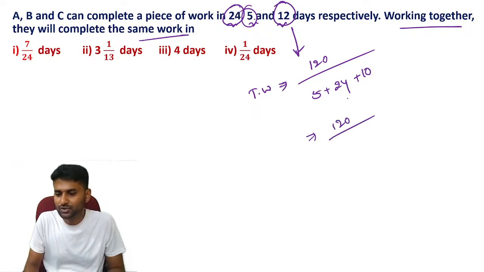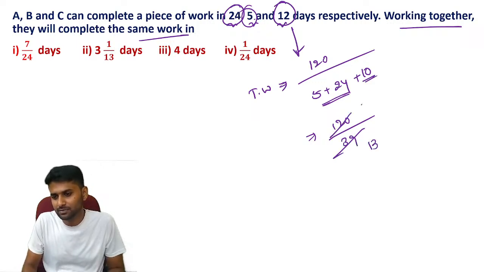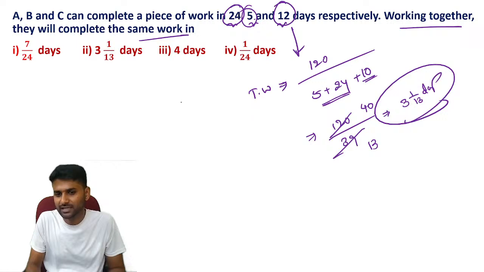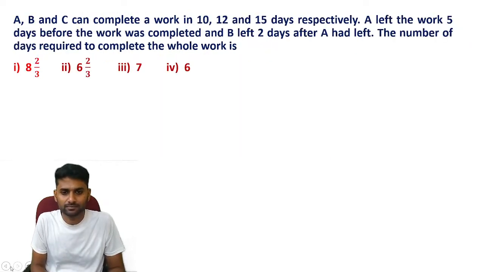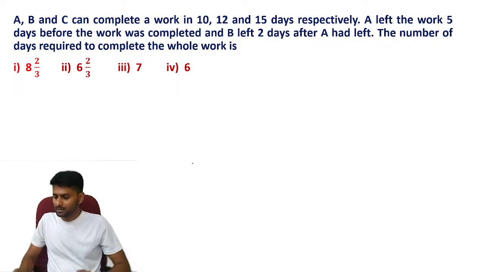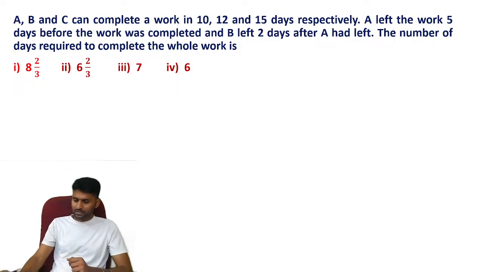Now go through the calculation. 120 divided by 39. So you can cancel in 3 table 40 by 30. So 13 3 is 39, remainder is 1 by 30. So 3 1 by 30 days. So try to solve this question.